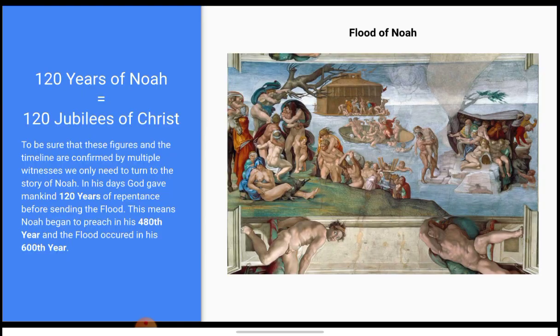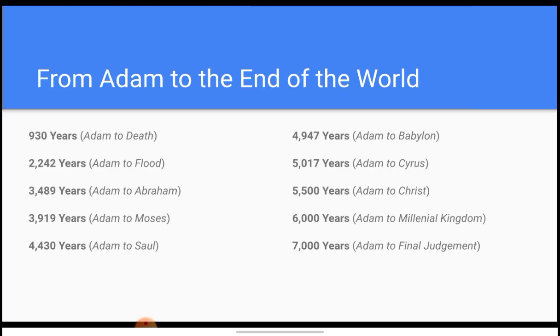Now, for those of you who are interested, the time from Adam to Abraham is not counting to his birth, but to the 75th year of Abraham. And when it says Adam to Christ, that is counting the time from Adam's creation to the time of Yeshua's death, Jesus's death on the cross.